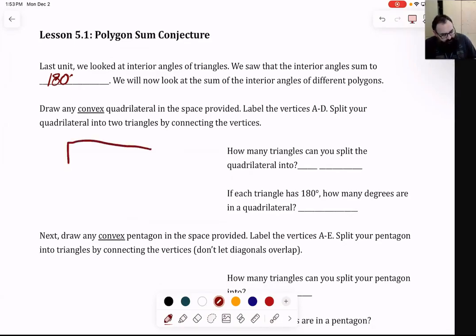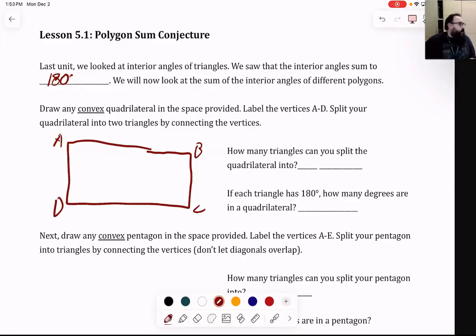So let's do like a rectangle or something. And label it A through D. A, B, C, D. Okay. Does that look good? Now it says split your quadrilateral into two triangles by connecting the vertices. So I'll go ahead and connect B with D. Would you agree that we have two triangles?